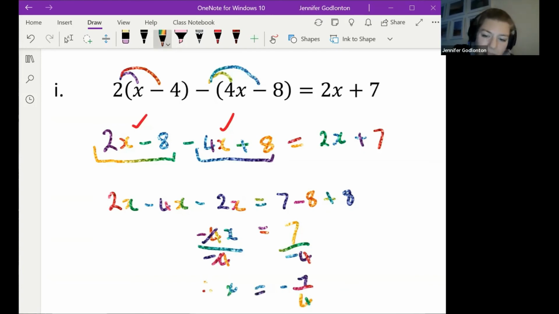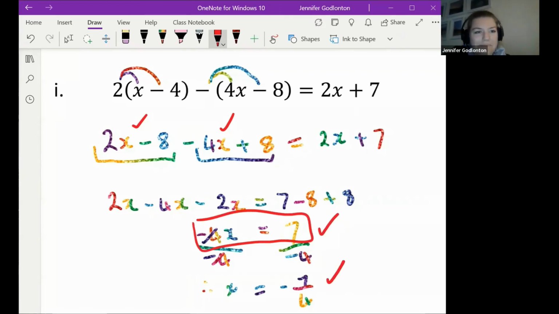That negative can be anywhere. It can be by the 7, it can be by the 4, or it could be at the front of the fraction. They would all be great. And then you would get another mark for getting to this point here, and 1 more mark for your answer.